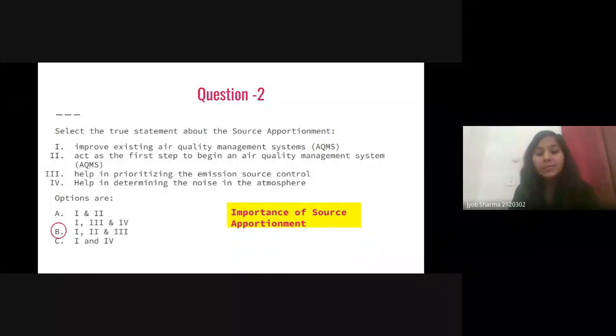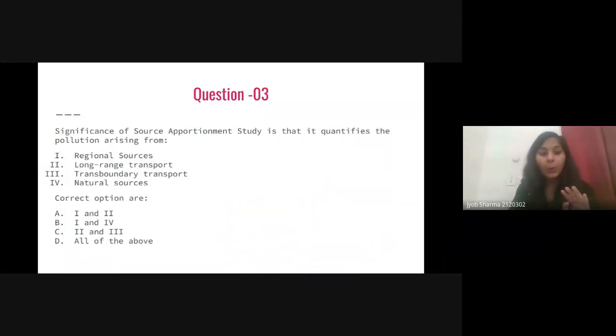Okay, so this was the importance of source apportionment. Now, there is not much difference between importance and significance, but my third question is related to the significance of source apportionment. It quantifies the pollution arising from, so you have to tell me how it is quantifying the pollution, from regional sources, long range transport, transboundary transport, and natural sources. So what should be the right answer? All.